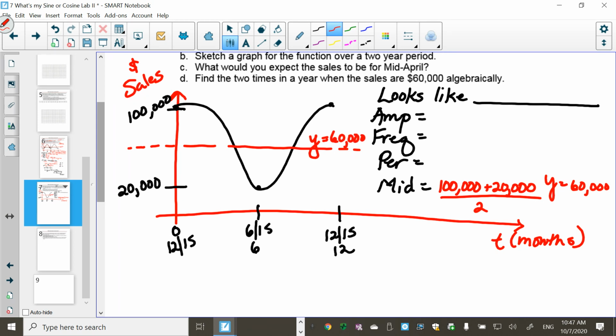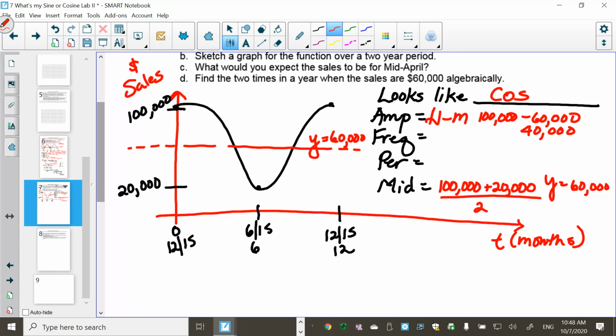Amplitude comes next. I look at this and say, oh, my graph does not start on my midline. It starts high, so this looks like cosine. My amplitude is high minus my midline, so that's going to be 100,000 minus 60,000, or 40,000, which is my fluctuation from my average.